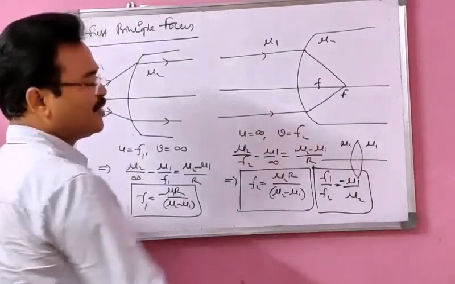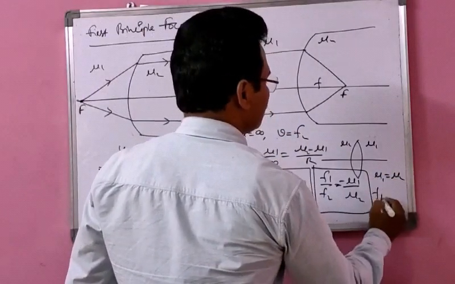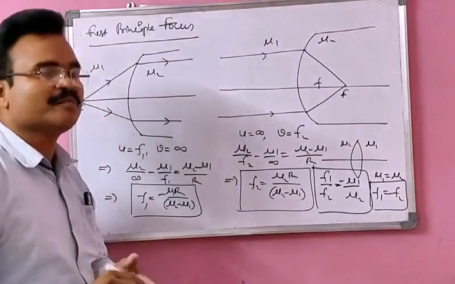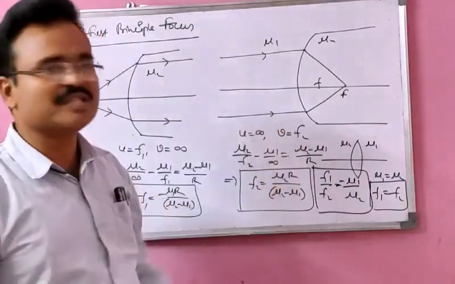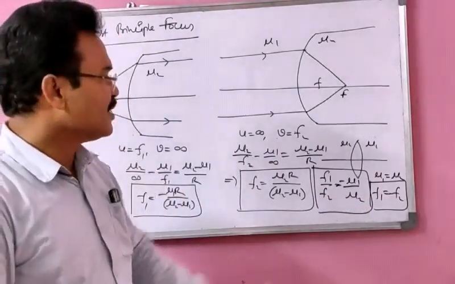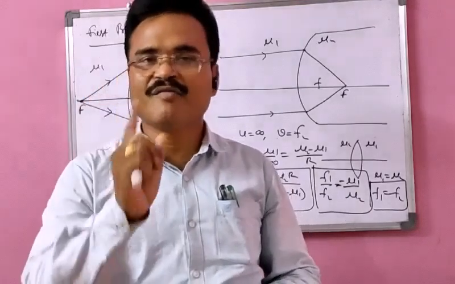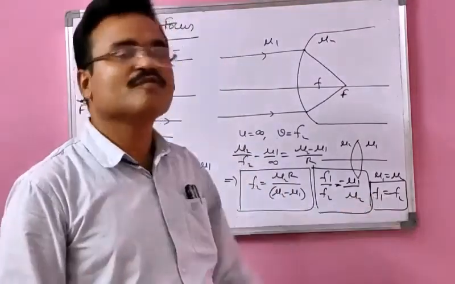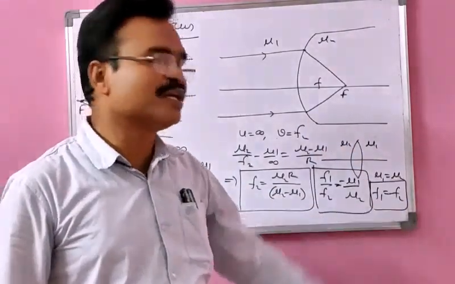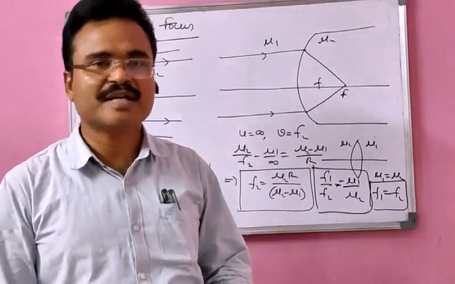Suppose on either side the medium is the same, if mu1 equal to mu2, then what happens here? You are going to get f1 equal to minus f2. What does it mean? The minus sign indicates simply that if one focal length is on the left side, the other focal length is on the right side, but the magnitudes are the same. That means for a lens, normally we have two curved surfaces, but still it has only one focal length. The reason is that on either side of the lens, the medium will be the same. Hence the focal length will be only single. Okay, so I hope you understand this one, guys. Thank you.